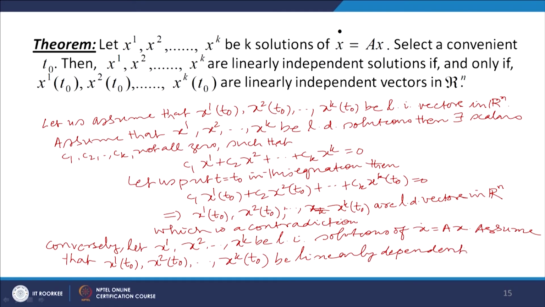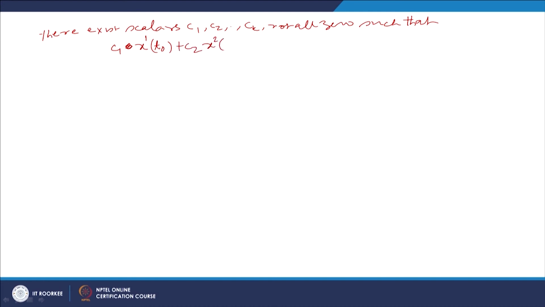Okay. So, again we shall have to arrive at a contradiction in order to prove the result. So, by the definition of linear dependence, there exist scalars C1, C2 and so on Ck not all 0 such that C1 times x1 t naught plus C2 times x2 t naught and so on Ck times xk t naught is equal to 0.